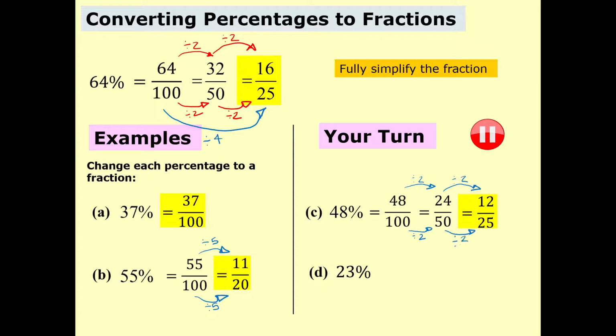Or you could have looked at 48 over 100 and seen that they can both be divided by 4, and you could have done one step and divided it straight by 4. Whatever step you take, that is absolutely fine. Okay, let's look at another example. 23 over 100, 23% is just written as 23 over 100, and we cannot simplify that any further, so we're just going to leave it as it is. So well done if you got both of those correct.